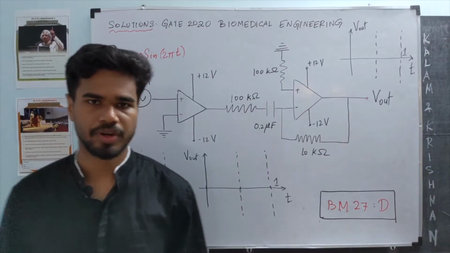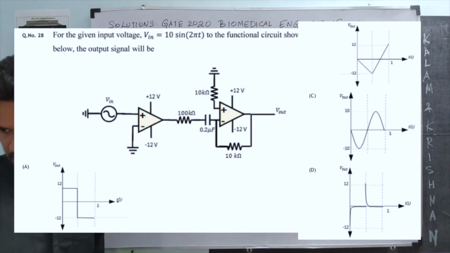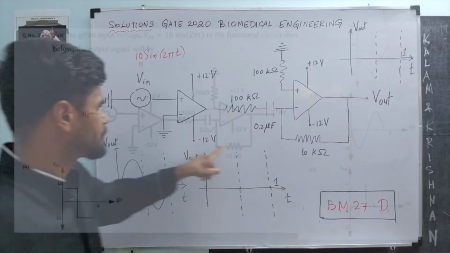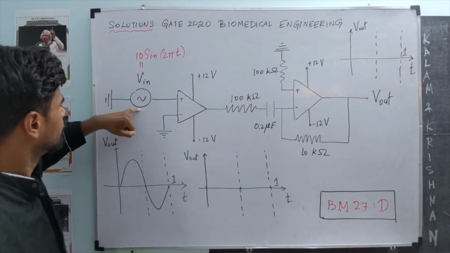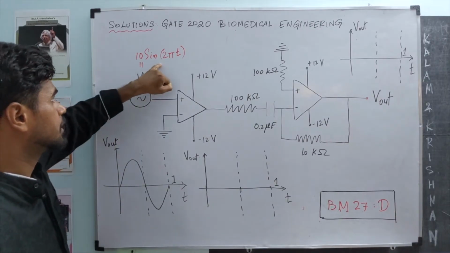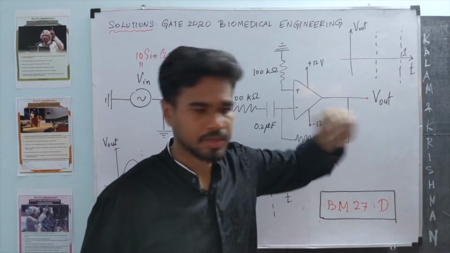Okay. 28th question. For the given input voltage Vin is 10 sin 2 pi t to the functional circuit shown below, the output signal will be. We are given 4 options. The correct option is option D. So essentially we are given a circuit like this, a functional circuit, and we give a Vin which is 10 sin 2 pi t. We want to know what the voltage here at this output would be.